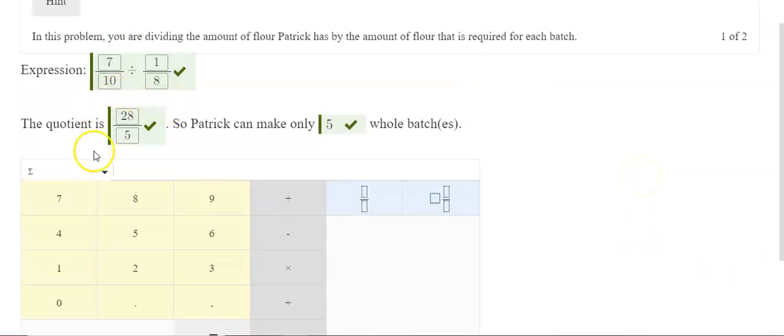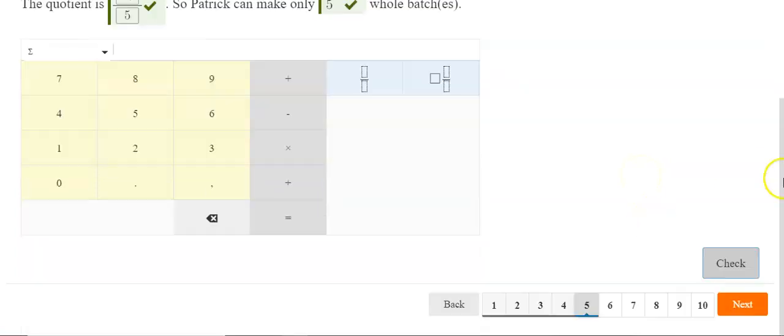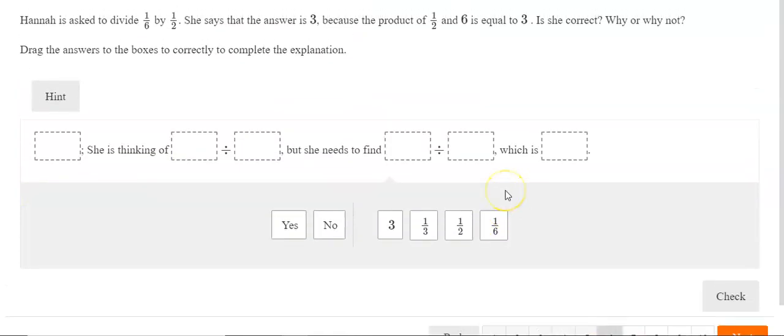I guess that's what they wanted. That's weird. They didn't put the mixed number there. They left it as an improper fraction, which is a no-no. You always change it to a mixed number, so I don't know why they did that.